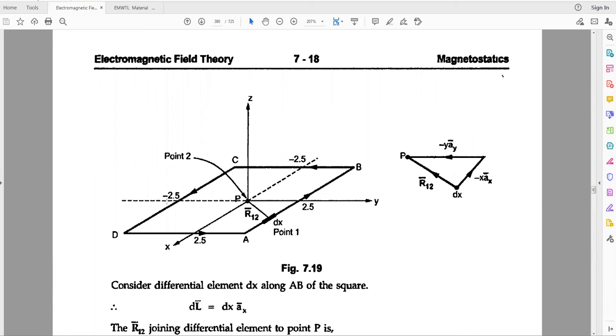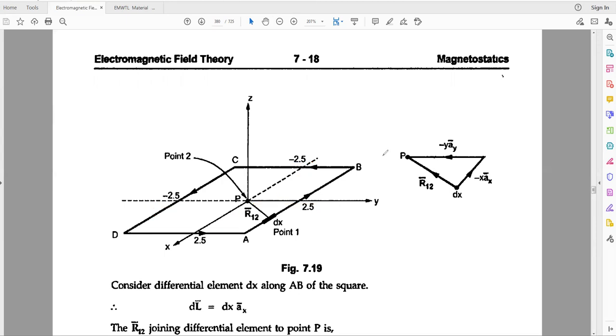Okay, the side is 5 meters, so from the center it is 2.5, and the 2.5 is divided from the center, from A to B, or B to C, or C to D, or D to A, it is 2.5 to 2.5. This is the direction of the positive x-axis, this is the direction of the negative x-axis. And this is the direction of the positive y-axis, and this is the direction of the negative y direction. So it is minus 2.5 and plus 2.5, and here 2.5 and minus 2.5.